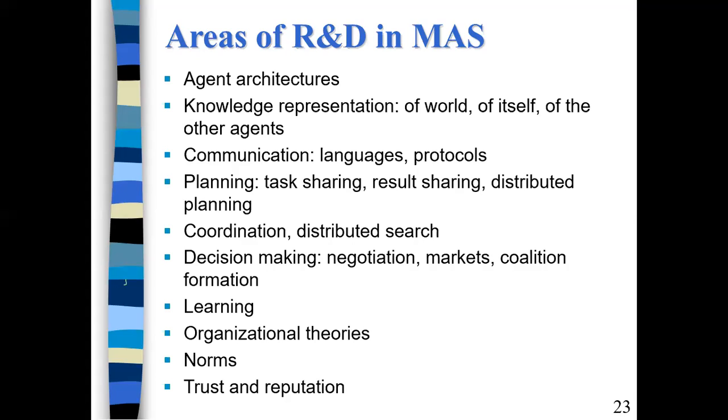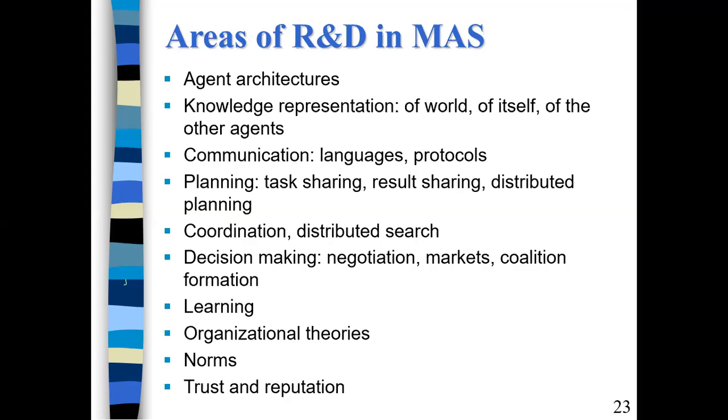Let's say you have a group of agents. How can you share the task between the agents, and how do you share the results, or how do you plan, distributed planning between the agents, and then coordination of agents, distributed search, and decision making in order to make the agents make decisions? It can be using negotiation, market systems, coalition formation. So all these are decision-making processes.